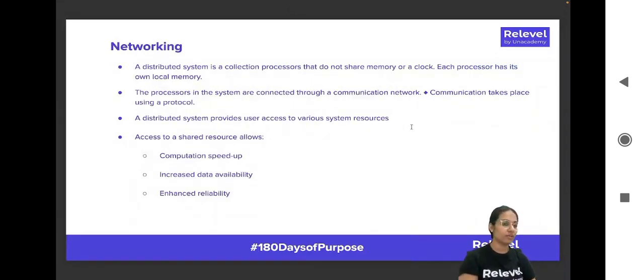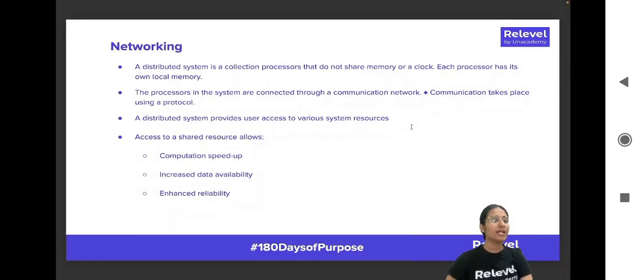Then we have the concept of networking. In a distributed system, it is basically a collection of processors that do not share memory or a clock. A distributed system is a collection of processors, and those processors do not share memory or any kind of common clock. Each processor has its own local memory. The processors in the system are usually connected through a communication network, and the communication takes place through that network using a protocol.